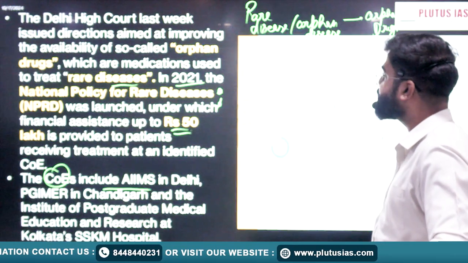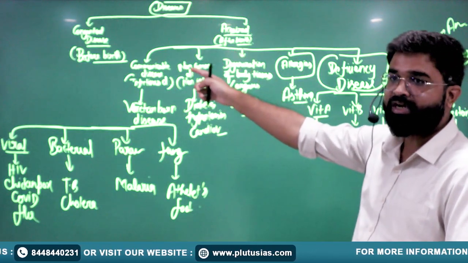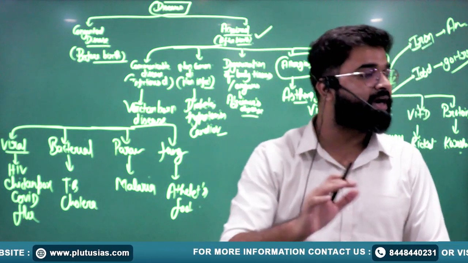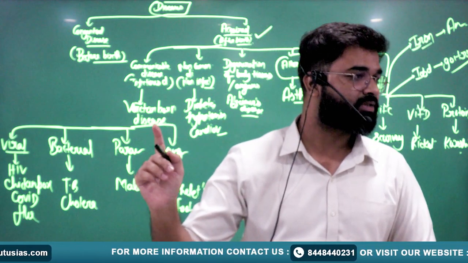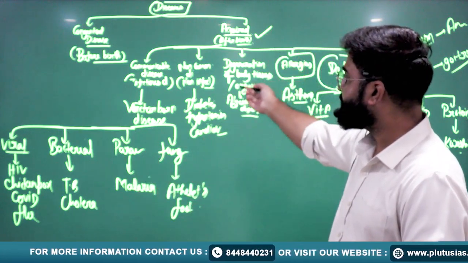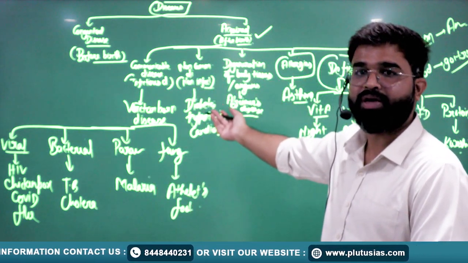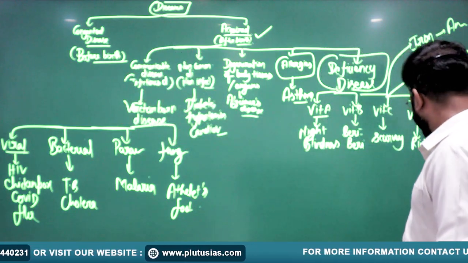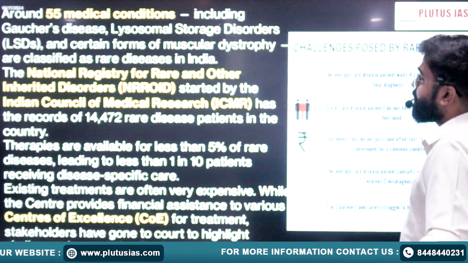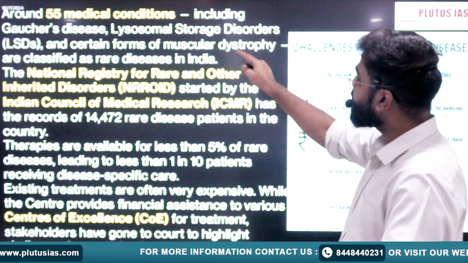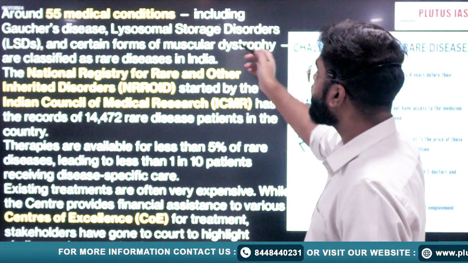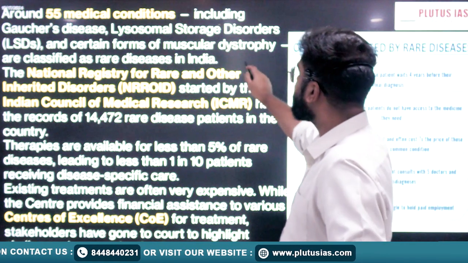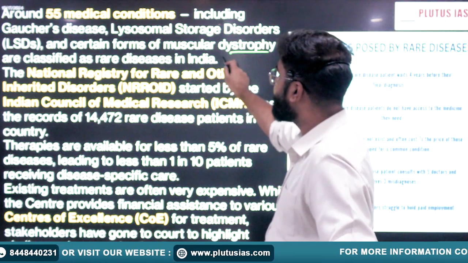Basically, this is the classification of all the diseases: congenital disease and acquired disease. Most of the rare diseases are congenital diseases. They are not acquired diseases like communicable diseases or non-communicable diseases. Most of them are congenital. Okay with this? Then, around 55 medical conditions are rare disease, including Gaucher's disease, lysosomal storage disorder, and certain forms of muscular dystrophy, which are classified as rare disease.